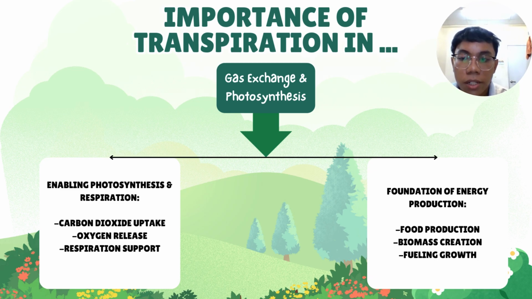Glucose serves as a primary energy source for plants and forms the basis of the food chain for other organisms. Biomass creation. The glucose produced is used to create structural components such as cellulose in cell walls and to store energy, for example, starch. For fueling growth, photosynthesis provides the energy necessary for plant development, reproduction, and repair.